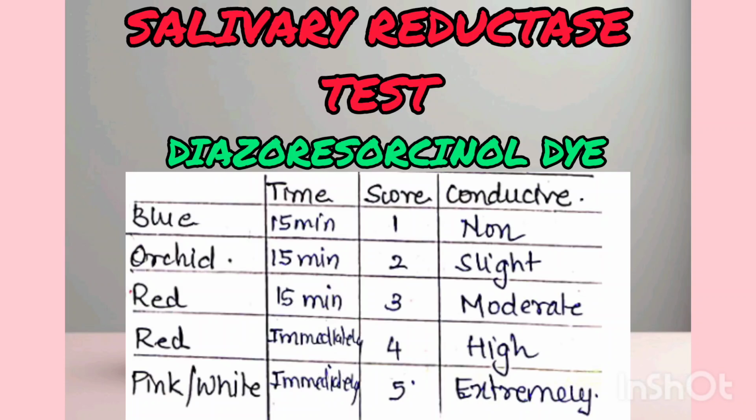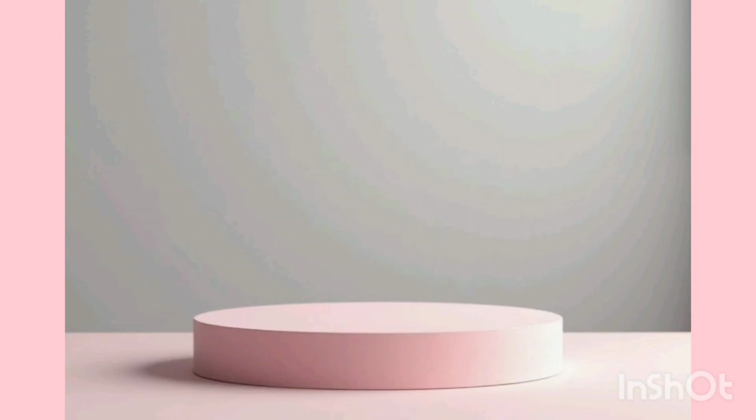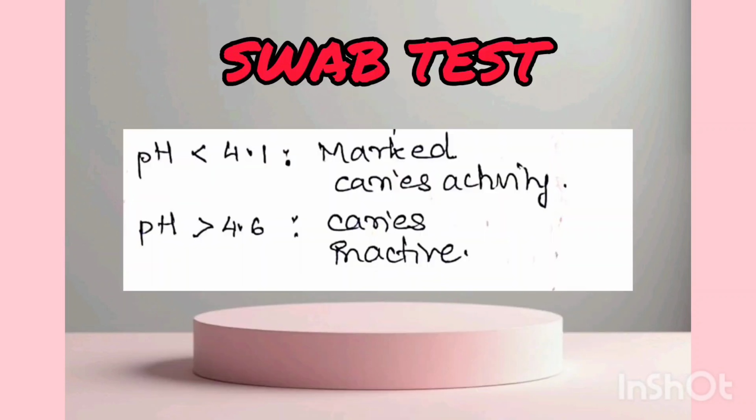Next we have the salivary reductase test, which uses diazoresorcinol dye. There are 5 different grades: none, slight, moderate, high and extremely conducive, based on the color, which is blue, orchid, red, red immediately and pink or white. Next we have the swab test, which measures the pH. If less than 4.1, it is indicative of marked caries activity. If more than 4.6, it is indicative of caries inactive.